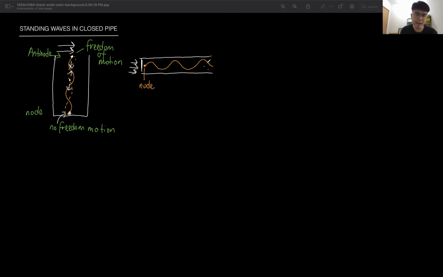Inside the pipe, the air, we say, is denser. Inside is denser and outside is less dense. Another word for less dense would be rarer. We said the outside is the rarer medium and inside is the denser medium.